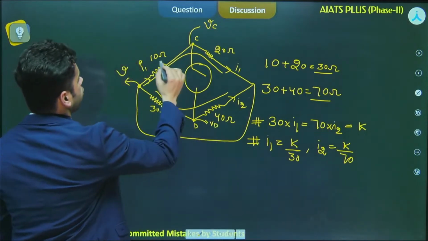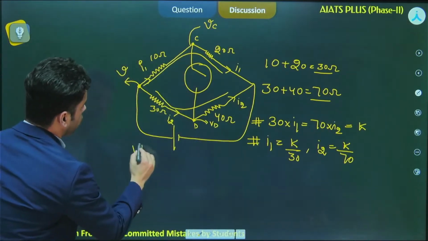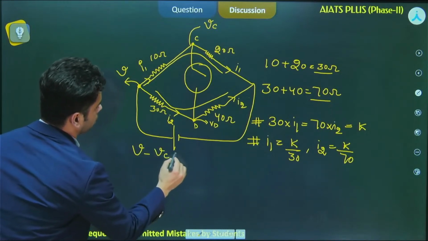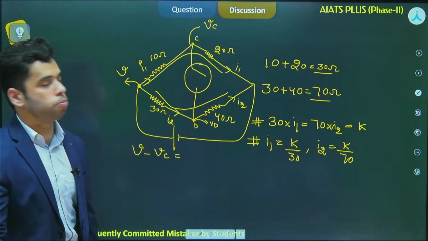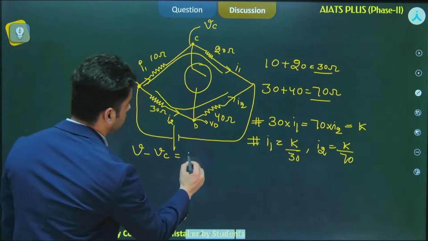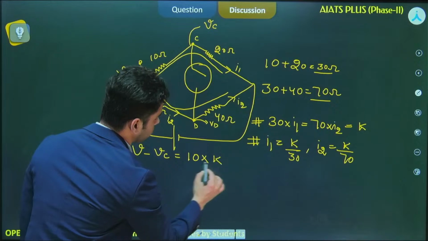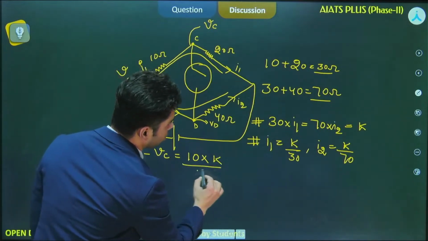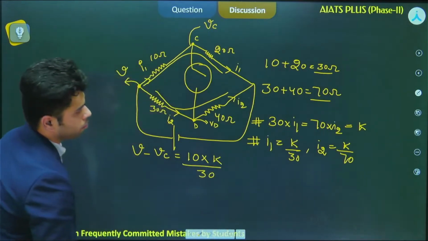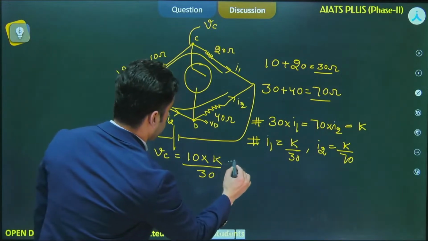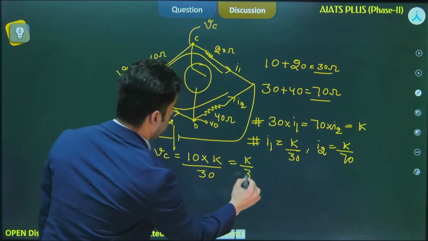So if a current I1 flows through this, I can write that V minus Vc, since current always flows in the direction of decreasing potential, will be equal to 10 into I1. What is the value of I1? It is K by 30. K by 30, if I'm not wrong, yes. So it is equal to K by 3, right?